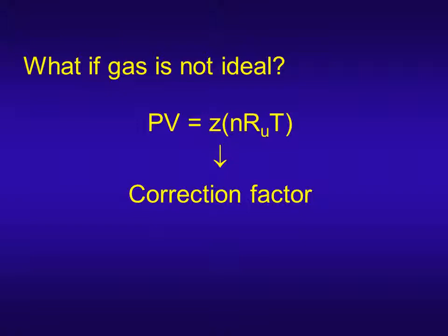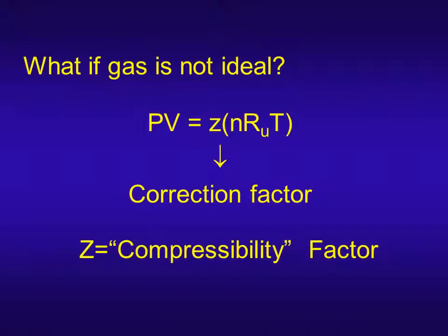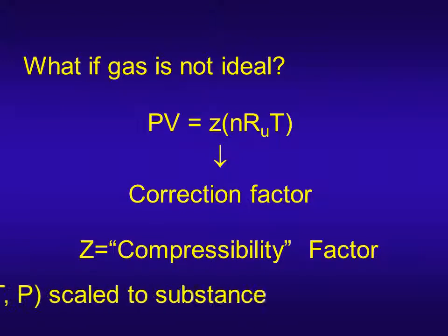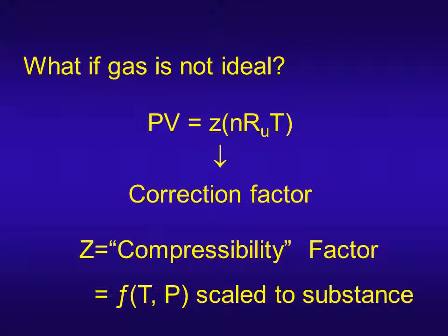Whenever we have a high pressure process, we have to deal with the fact that the gas is non-ideal. So we'll represent it often. This is one model for representing the non-ideal behavior of a gas. We'll say PV equals nRT, but times this Z, which is a correction factor. The correction factor is called the compressibility factor, Z. And Z is a function of the temperature and pressure, scaled to the substance.